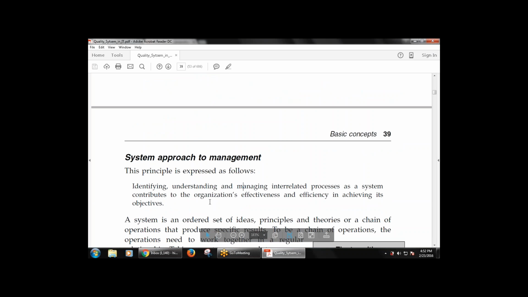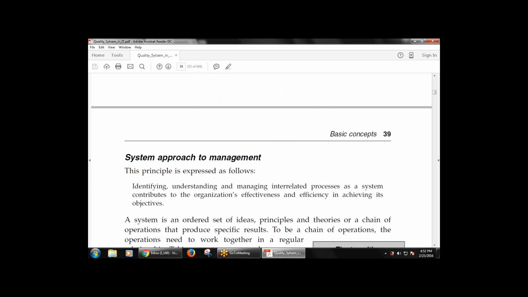Now, the next principle that is available is the system approach to management. That is, there is a systematic approach to the management. Now, this principle is expressed as follows: identifying, understanding, and managing interrelated processes as a system. That means, first of all, identify, then understand and manage the interrelated processes.